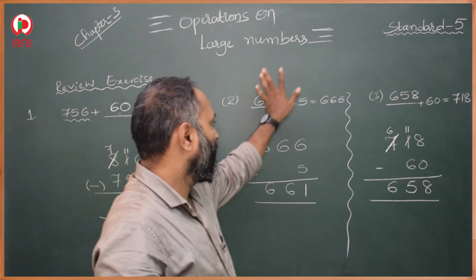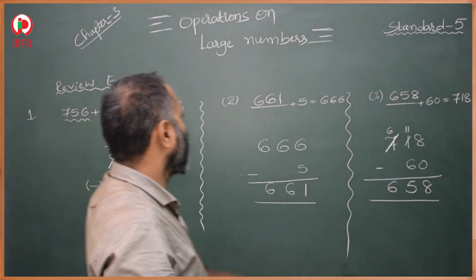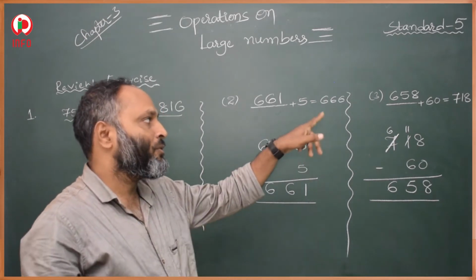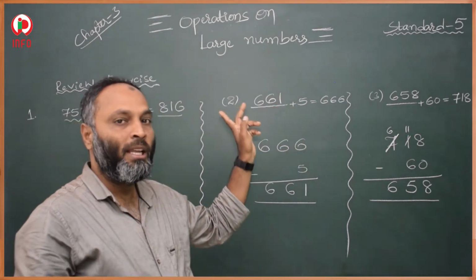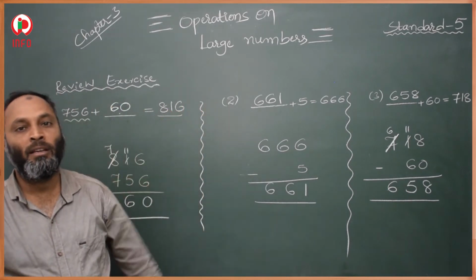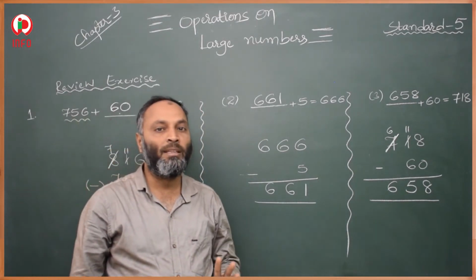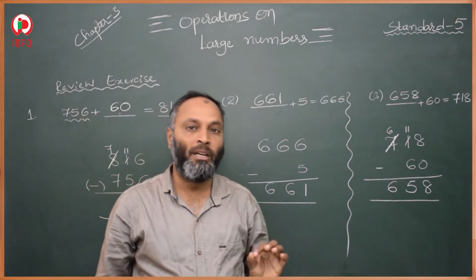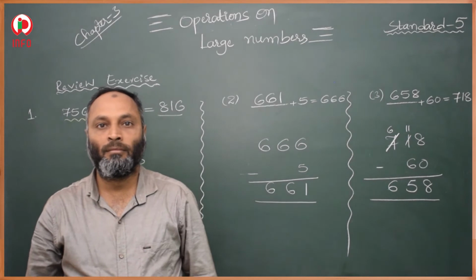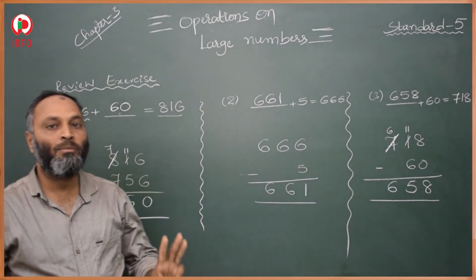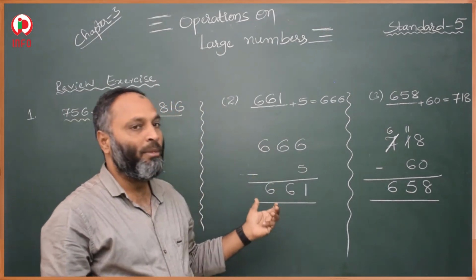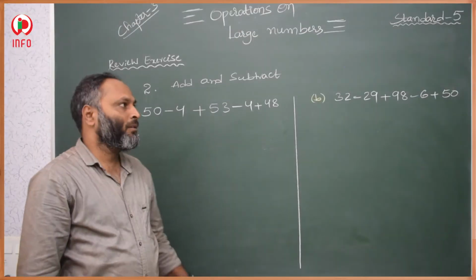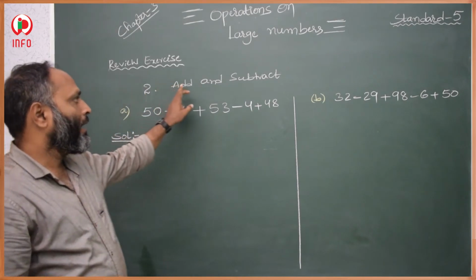So whether the first addend is not given or the second addend is not given, whatever it is, we have to subtract the given addend from the sum, then we will get the remaining addend. There are 3 more similar sums in this exercise that you have to do as your home assignment. Our second question is in the review exercise, add and subtract.